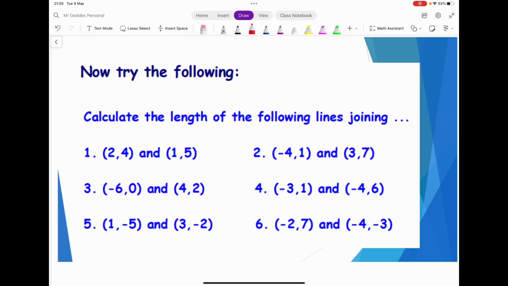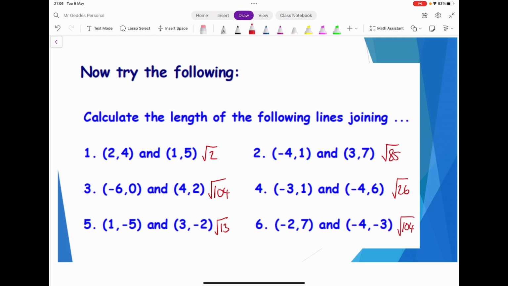Okay, here are the answers. For the first one, the answer should be the square root of 2. For number 2, I'm looking for the square root of 85, or I'd accept 9.22, but you're quite welcome to leave them as square roots just now. For number 3, I'm looking at 104. For 4, the square root of 26. For 5, the square root of 13. For 6, the square root again of 104. Those are your answers for the distance between those points.